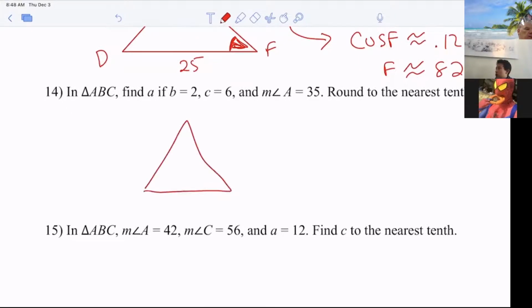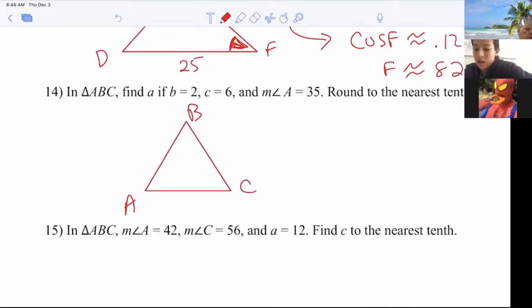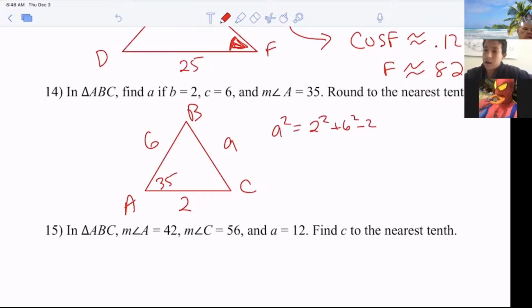Triangle ABC. So let's draw this out. ABC. Find A. If B is 2, C is 6, and measure of angle A is 35. So again, that's just practicing law of cosines, right? So A squared equals 2 squared plus 6 squared minus 2 times 6 times cosine 35.